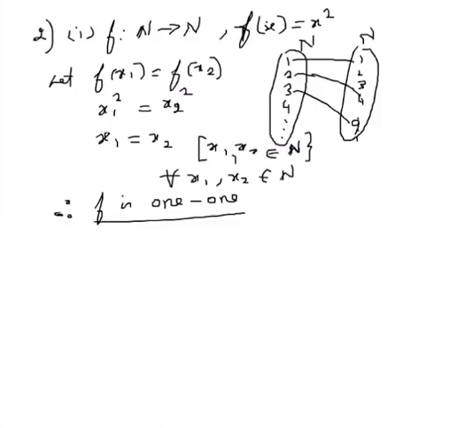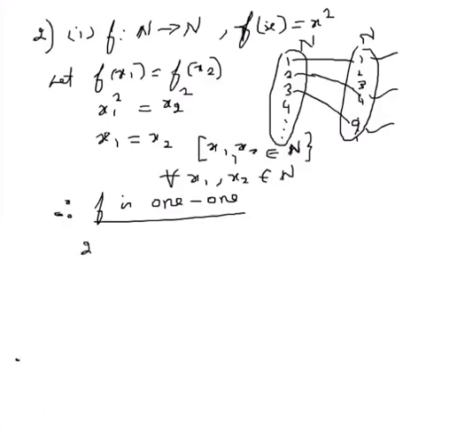Now let us check whether it is onto or not. Look at the arrow diagram. Arrow diagram is very easy to understand the function. Here 1, 4, 9, 16, etc. are the perfect square numbers. Only those numbers are having pre-images. For example, 2 and 3, we don't have pre-images. So give one counter example, that is enough.